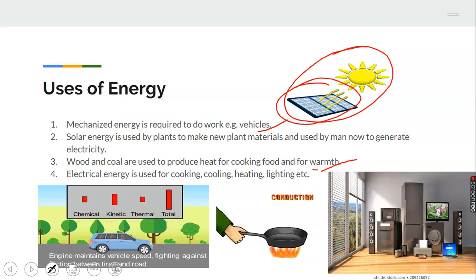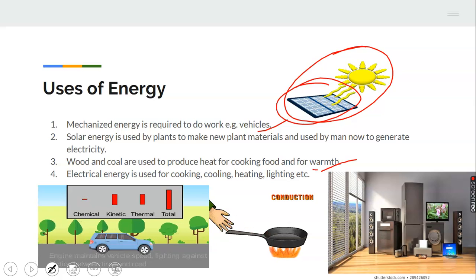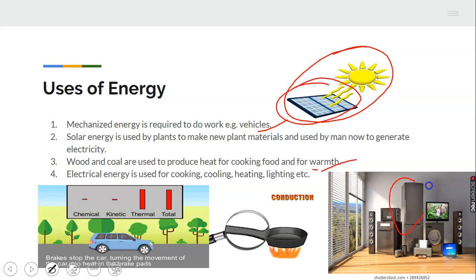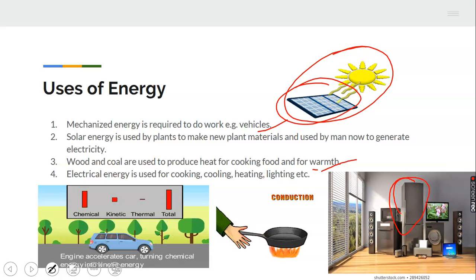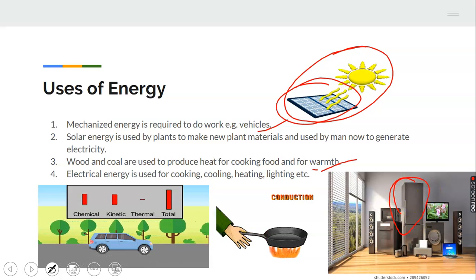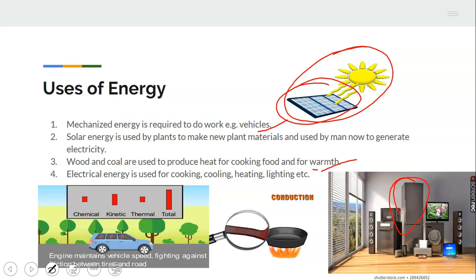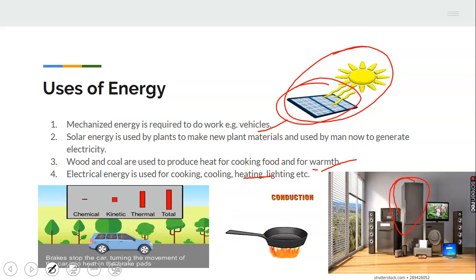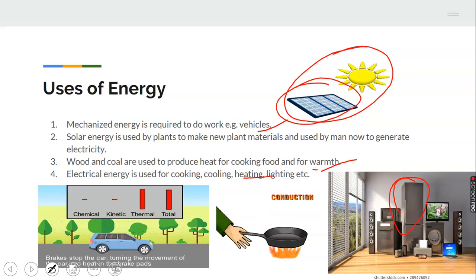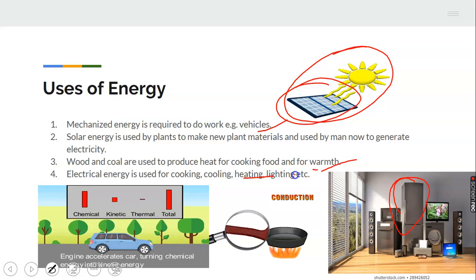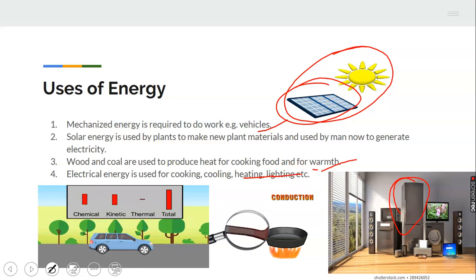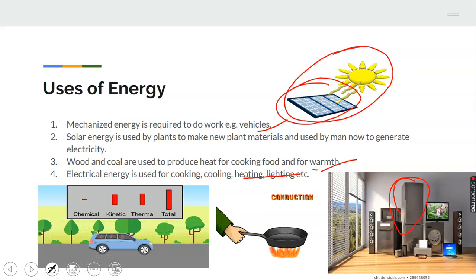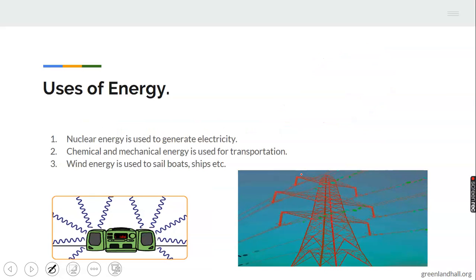Then we have electrical energy. I've mentioned that for cooking, like an electric stove. For cooling, you can see this refrigerator here. Electricity makes this refrigerator cool our things. Then for heating, just like the microwave, we have the toast bread maker. All these things help to heat. Then we have lighting. With electricity, we are able to get light because of the bulb. So that's electrical energy. Electricity is very, very useful to man.